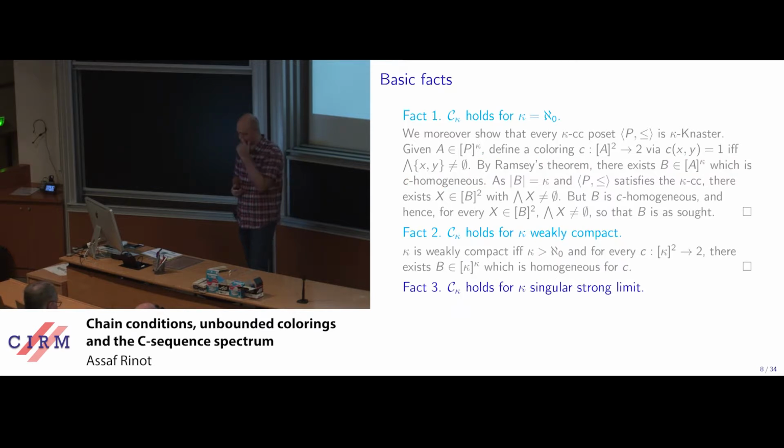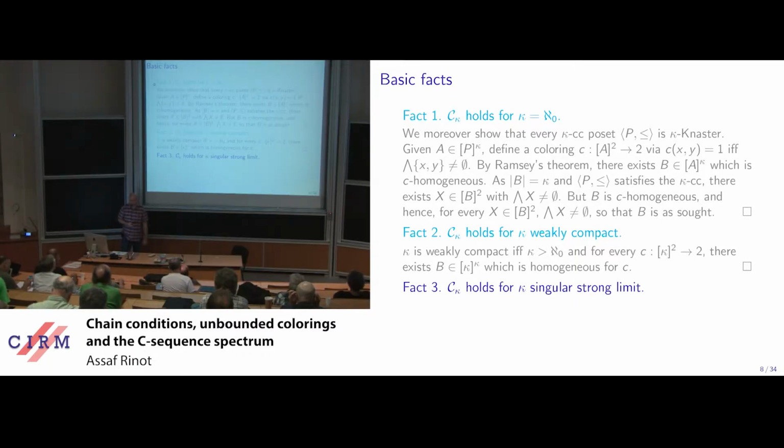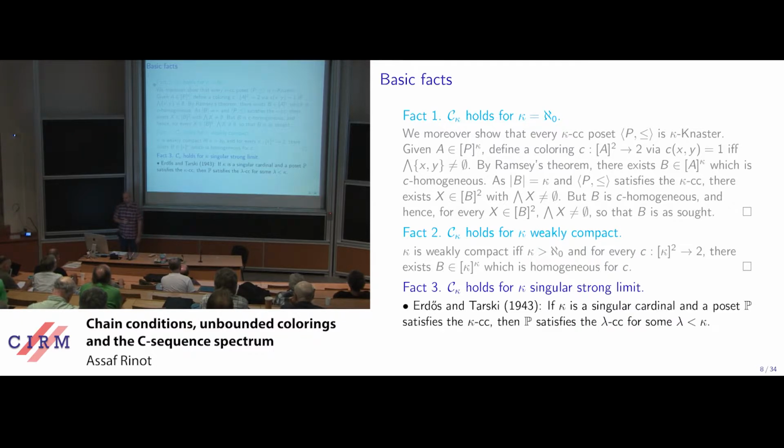One other observation is that C kappa is actually a theorem, it's a fact that it holds for every kappa which is singular strong limit. Why is it so? Because we can combine two facts together. Erdős and Tarski proved that the least cardinal kappa for which the kappa CC holds for a poset has to be a regular cardinal. So if you have kappa CC where kappa is singular, you actually have lambda CC for a smaller cardinal lambda.